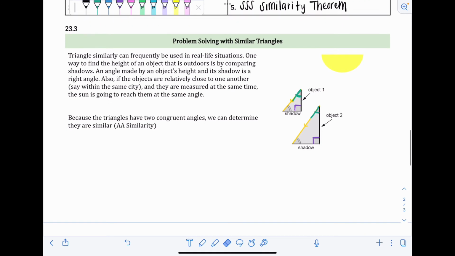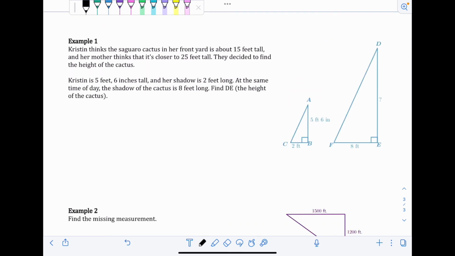So moving down, example 1. Kristen thinks the saguaro cactus in her front yard is about 15 feet tall, and her mother thinks that it's closer to 25 feet tall. They decided to find the height of the cactus. Kristen is 5 feet 6 inches tall, and her shadow is 2 feet long. At the same time of day, the shadow of the cactus is 8 feet long. Find DE, which is the height of the cactus.